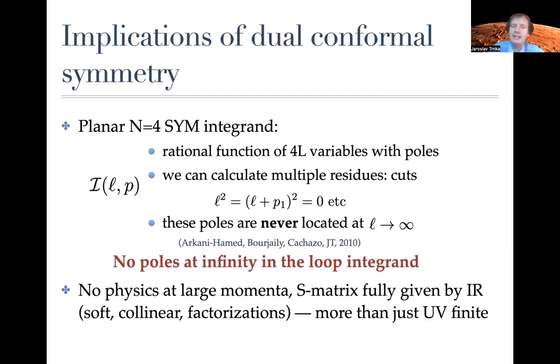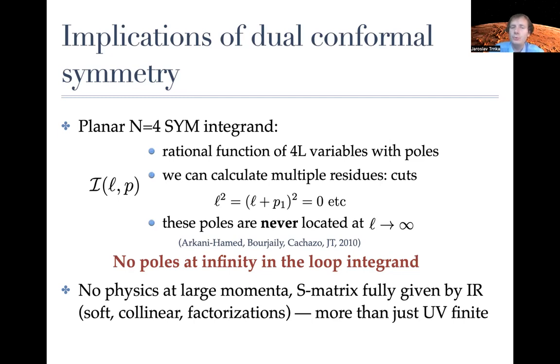Typically, for the loop integrand, you have poles in the IR. These are the poles when the propagators go to zero in Feynman diagrams or in some integrals. And you also have poles when L goes to infinity, which are an imprint of some UV structure. But in N=4 super-Yang-Mills, there are just no such poles. This is one of the consequences of the dual conformal symmetry. So all the poles are in the IR. All the poles are just factorization poles and soft-collinear poles.